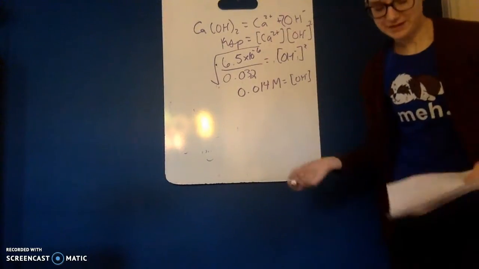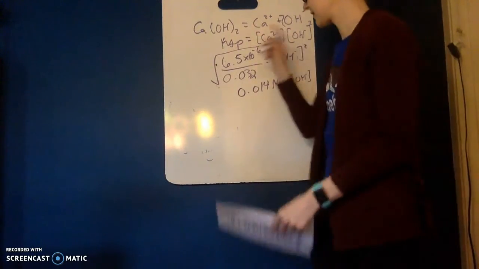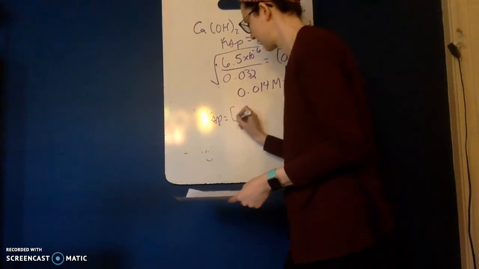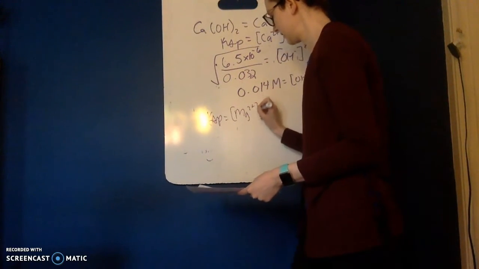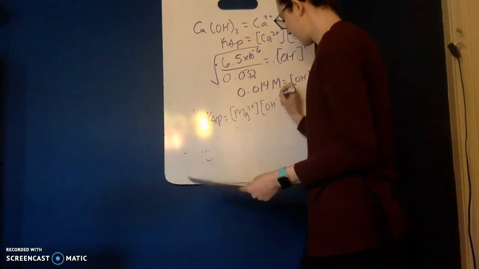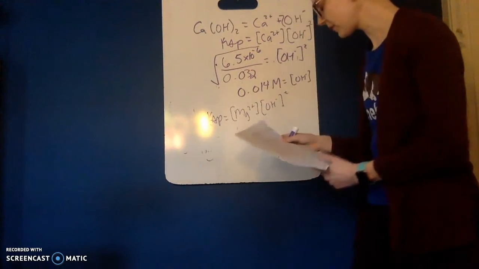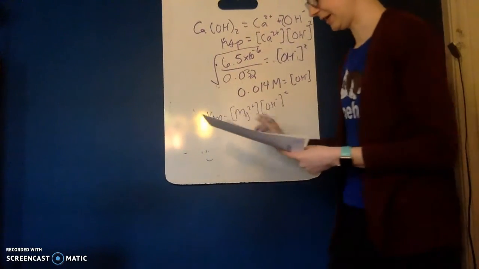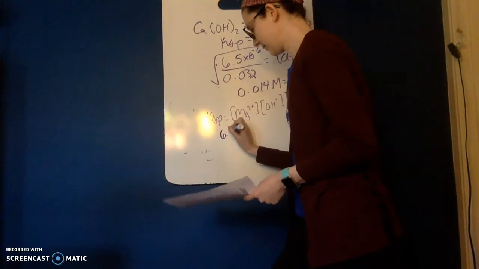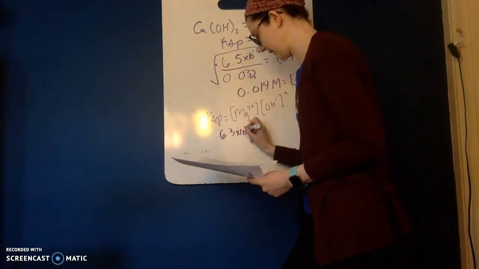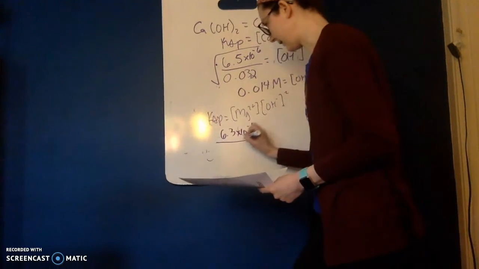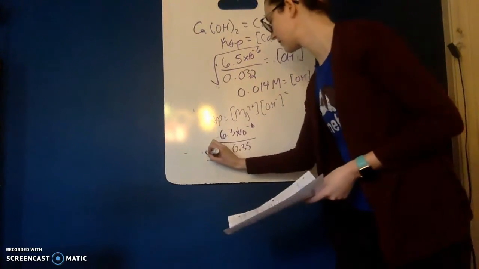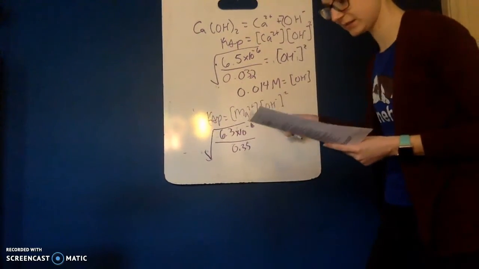So next we're going to do the same thing for magnesium hydroxide, which has a similar Ksp expression: Ksp equals the concentration of Mg2+ times the concentration of OH- squared. We don't know the concentration of OH-, but we do know the concentration of Mg and the Ksp value. So we have 6.3 times 10 to the negative 10 divided by 0.35 molar. And then remember, we have to take the square root because we have OH- squared.